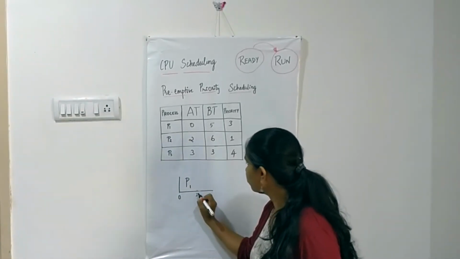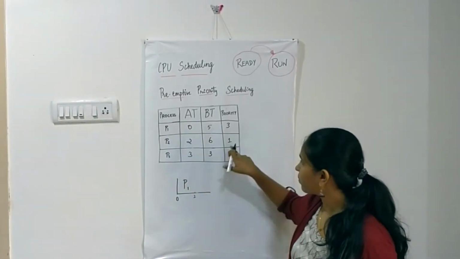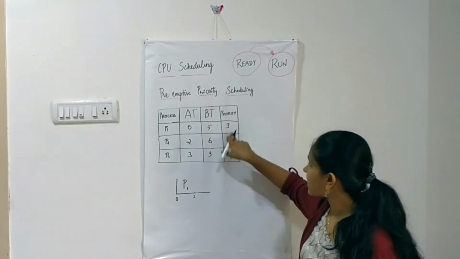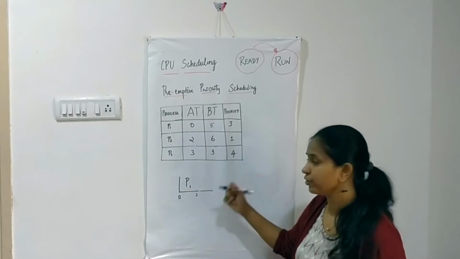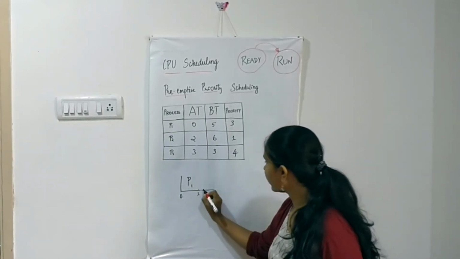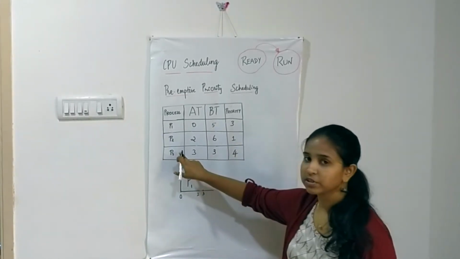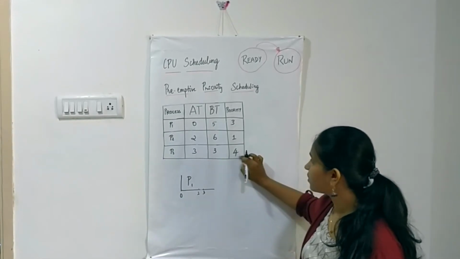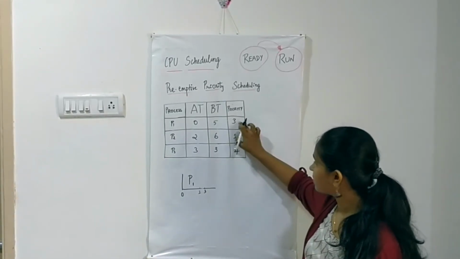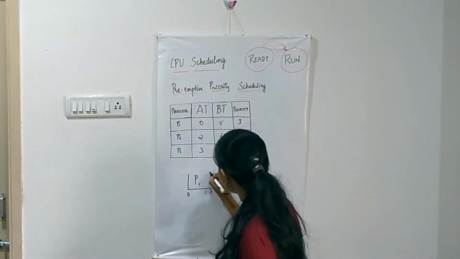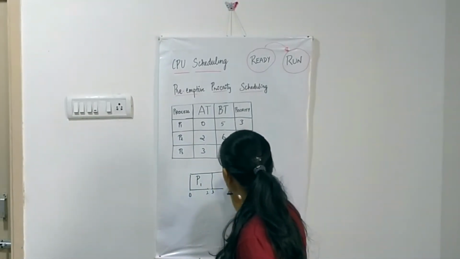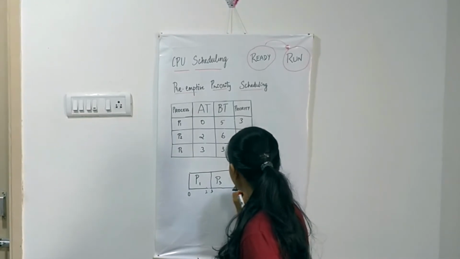Now at 2, P2 comes into the picture. The priority of P2 is 1, which is less than that of P1. So we are not going to switch it and we let P1 continue. So P1 will continue. And at 3, P3 comes in. Now the priority of P3 is 4. 4 is greater than 3. So P1 would be switched out and P3 would go in. So at 3, P3 will start to execute.